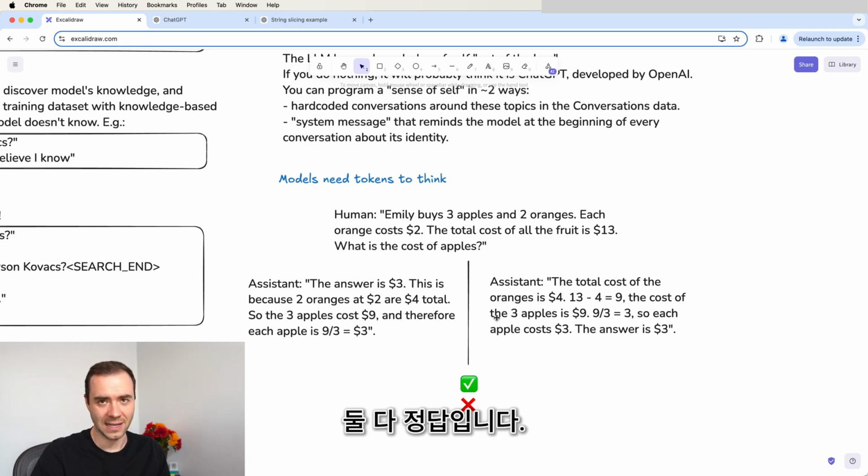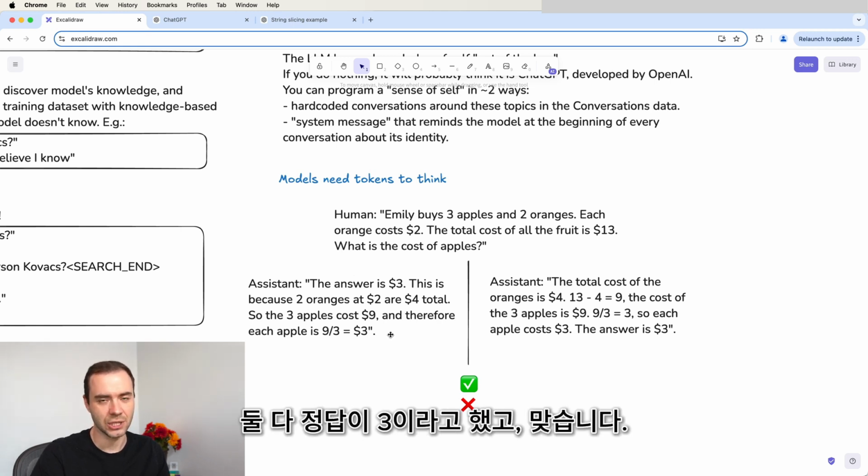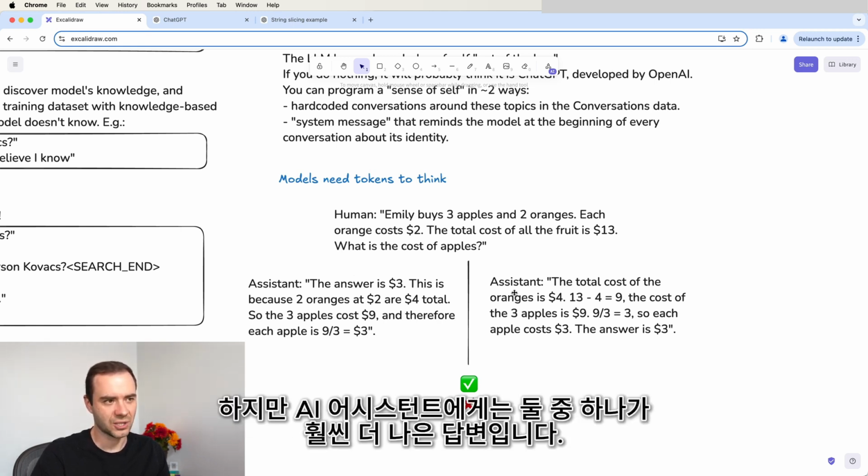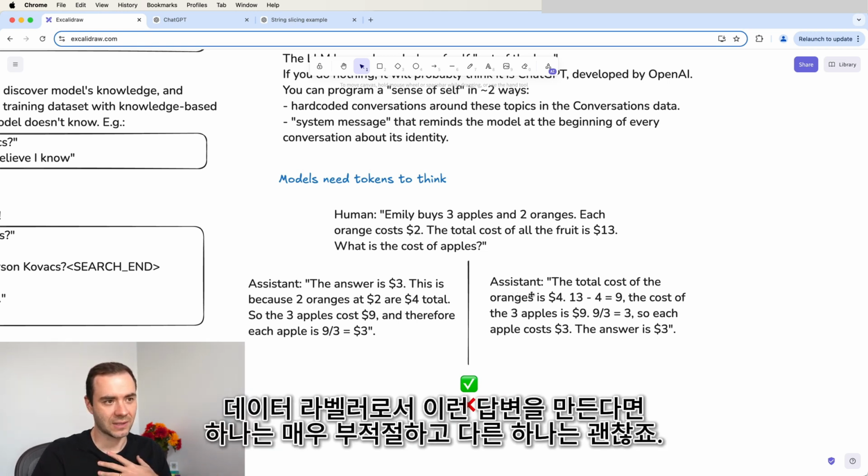They are both correct answers. They both say that the answer is 3, which is correct. But one of these 2 is a significantly better answer for the assistant than the other. Like if I was a data labeler and I was creating one of these, one would be a really terrible answer for the assistant, and the other would be okay.